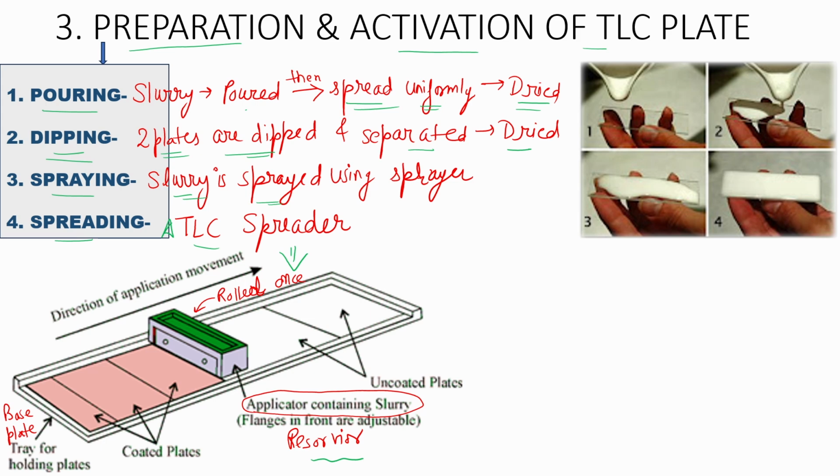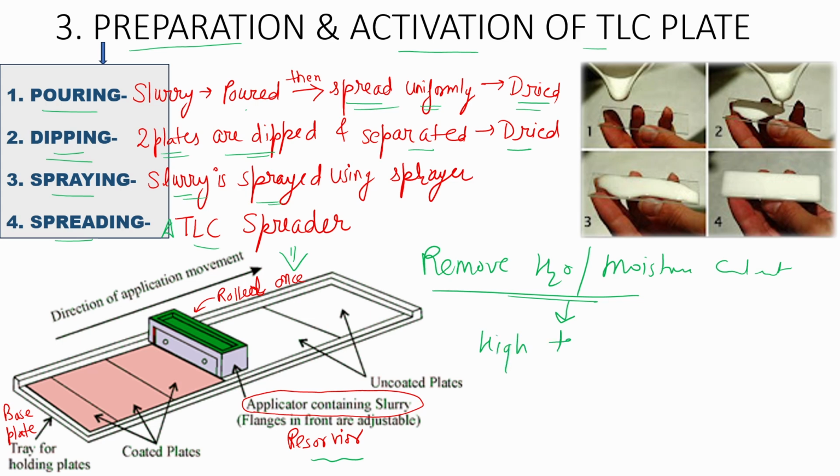Next point is activation of TLC plate. Activation of TLC plate means we have to remove the moisture content or water content present in TLC plate. And this removal of water or moisture from TLC plate can be done by heating it at high temperature. Heating is done by using a desiccator or thermostatically controlled oven.